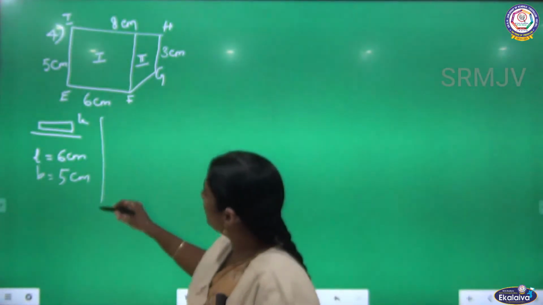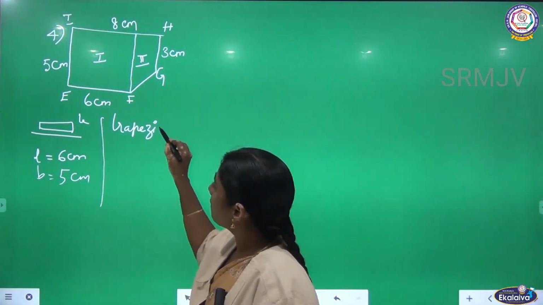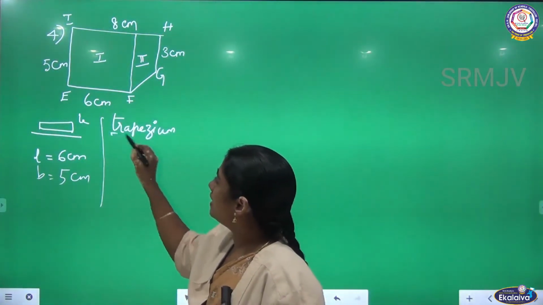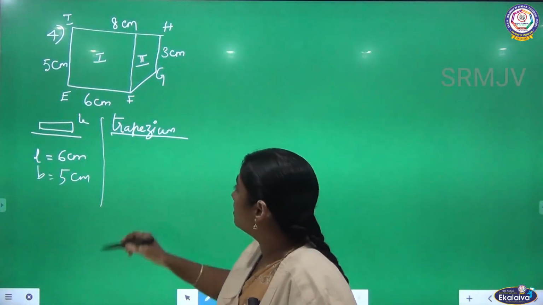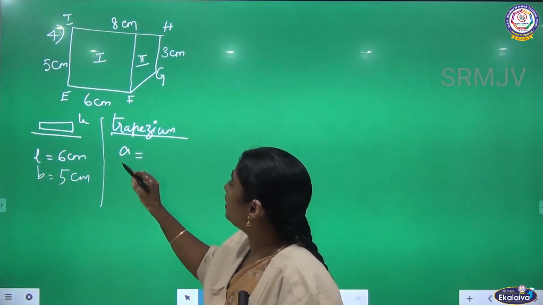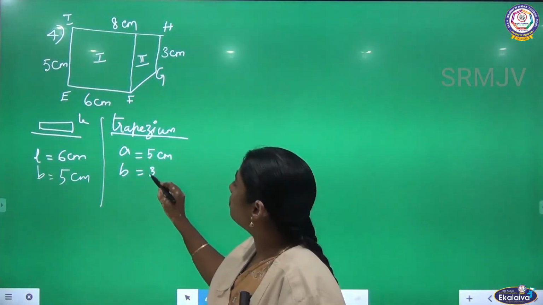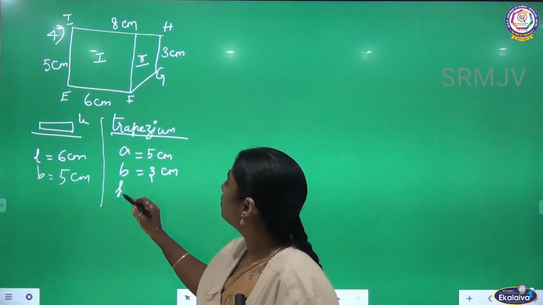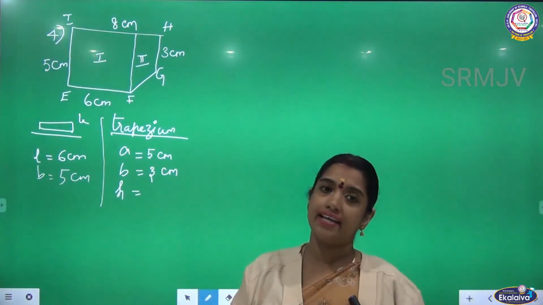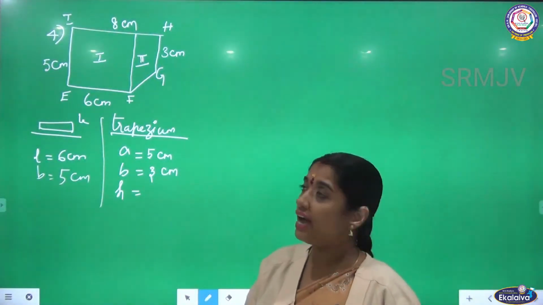Now see this, I am going to find out the trapezium. See the trapezium. The parallel sides, A and B, I am going to write. A is 5 centimeter and B is 3 centimeter. Now I am going to find out the height, because they didn't give the height. You have to find out the height.